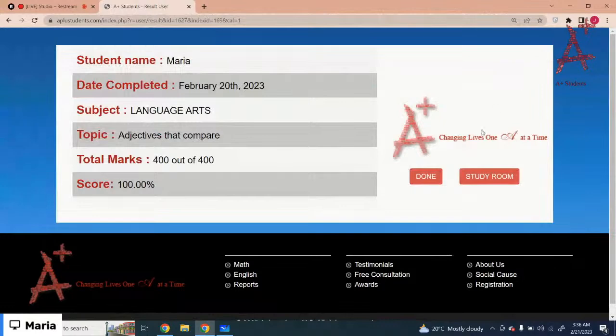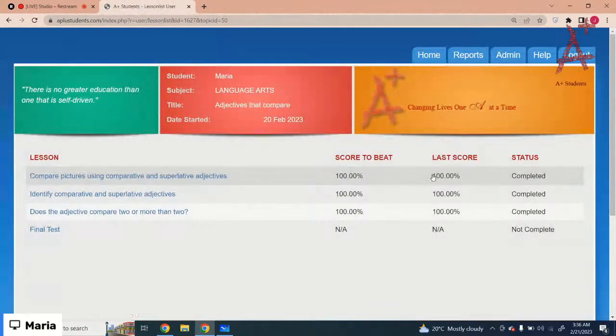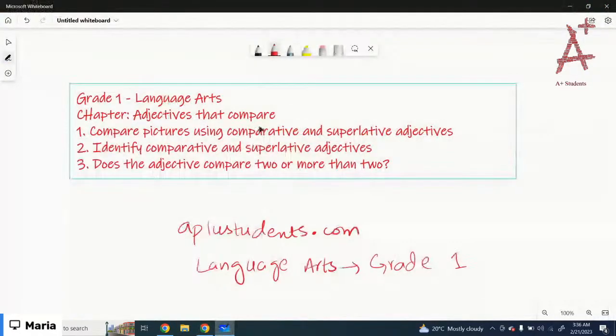Okay, we are done with the lesson. So we were working on grade 1 language arts. The chapter we were working on is adjectives that compare, and the lessons we have covered today are compare pictures using comparative and superlative adjectives, and identify comparative and superlative adjectives. Does the adjective compare two or more than two? So we have already completed all the test questions, but you can review the lessons again and you can do the tests again so that you can be perfect with the adjectives.